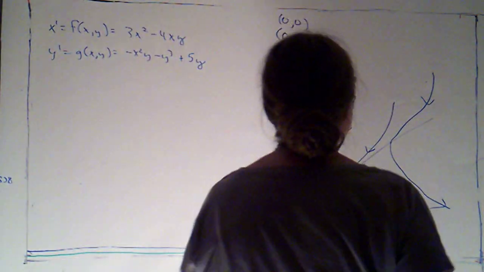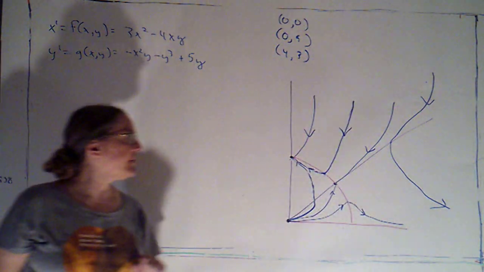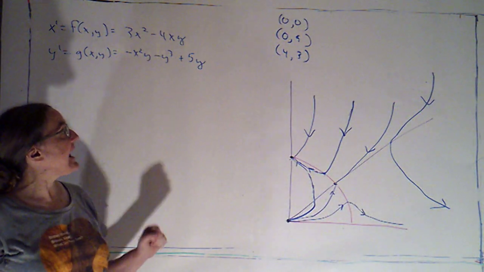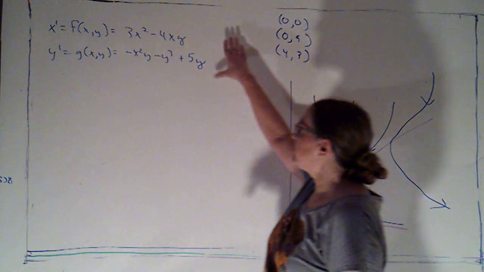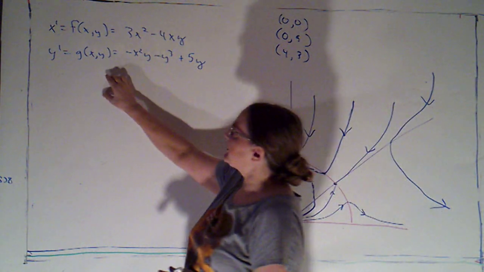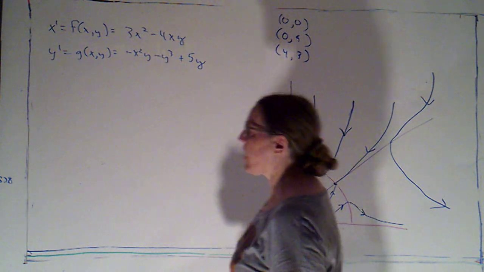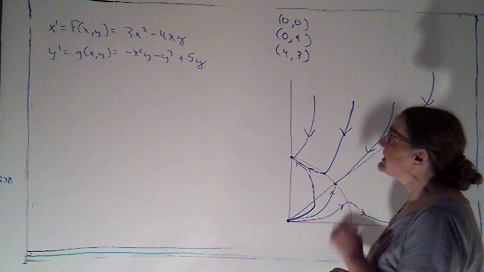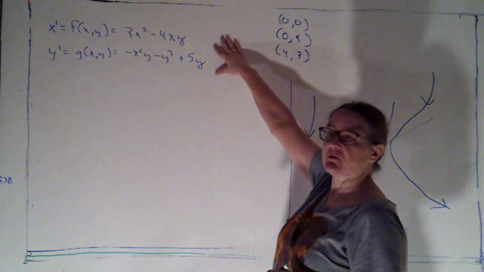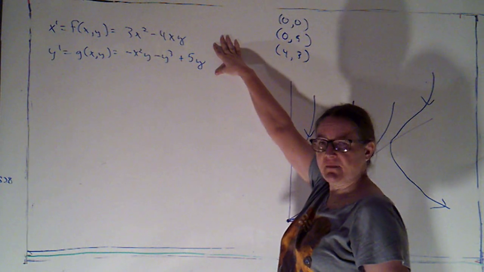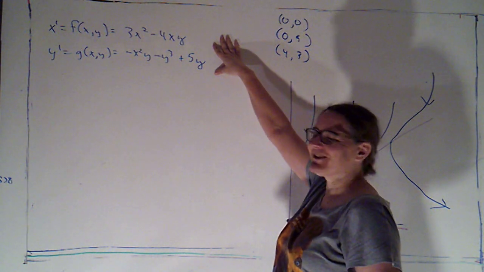So I've kept up the phase portrait that we drew in the last couple of videos, and I've just rewritten our linear system here. I've done a couple of things. First of all, I gave names, f and g, to the functions that give me x prime and y prime. And second of all, I multiplied things out. Earlier we had these in factored form. That made it very simple to find the nullclines.